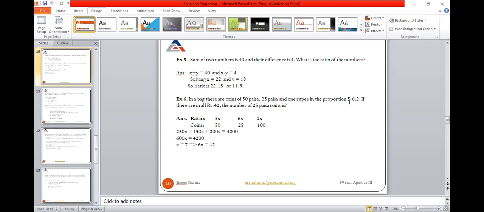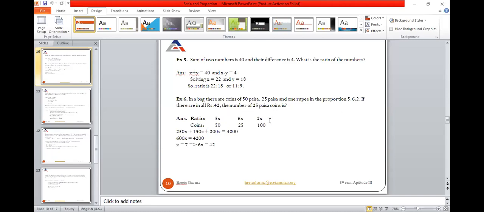That is 5 times any value किसकी है 50 पैसा coins की. Similarly, 6 times some value is 25 paisa coins. Similarly, 2 times some value is 1 rupee coins. Now he said that if there are all rupees 42, if we add all these terms, we get rupees 42. See, we have coins in the form of paisas, ठीक है, and we are given with the total amount of rupees 42, and at the end we have to find the number of 25 paisa coins कि हमारे पास 25 paisa coins कितने हैं, हमें वो find out करना है.